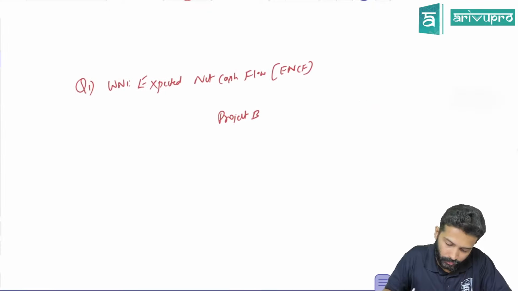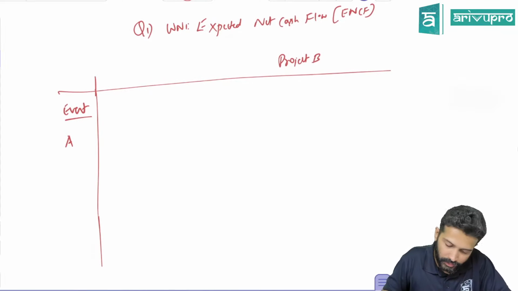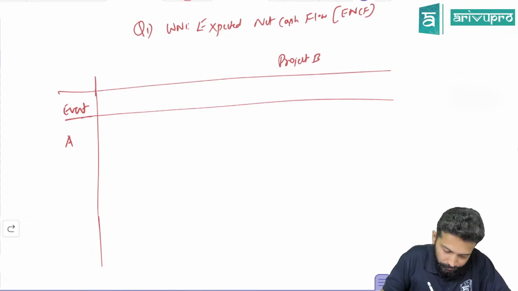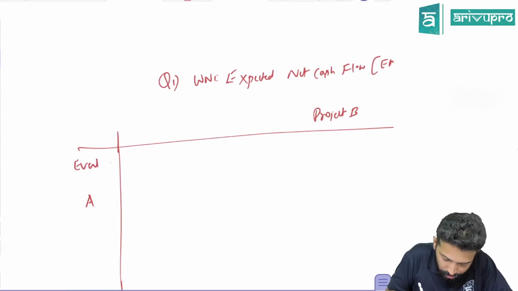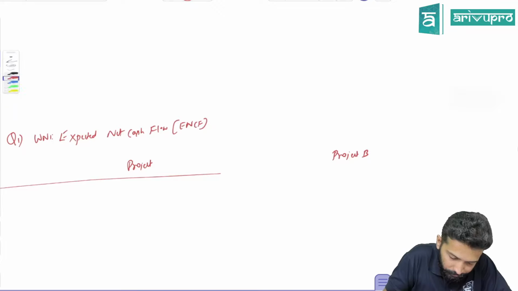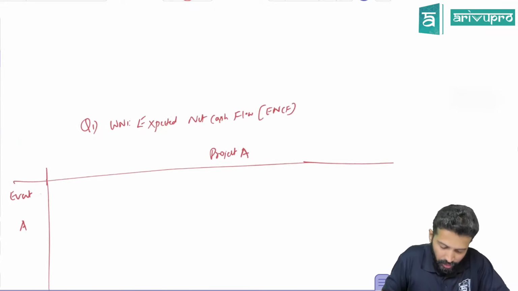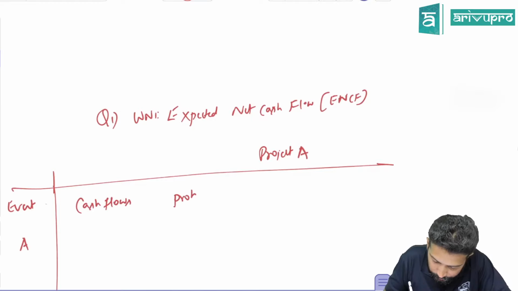Event. First just check the number of columns if you're copying, then copy. Later don't say I didn't know the spacing. The first column is your event. This is for project A. Next one is for project B. What have they given in the question? First is your cash flow. Then they have given probability. Then I'll have a column known as expected value.